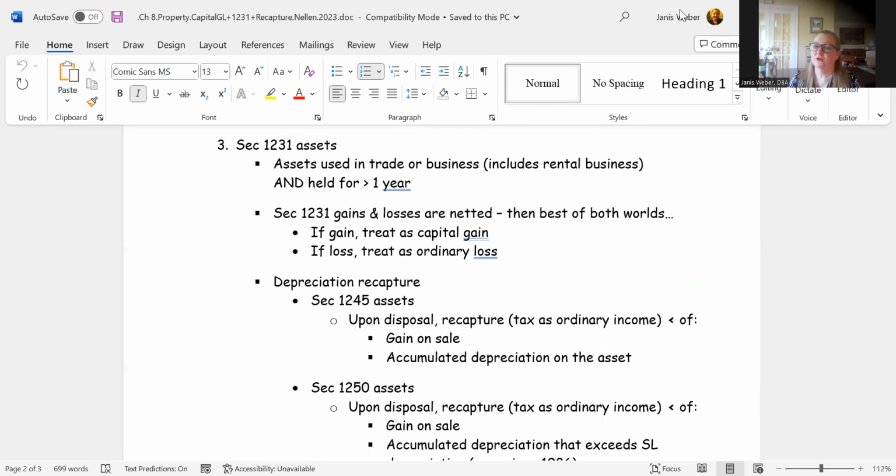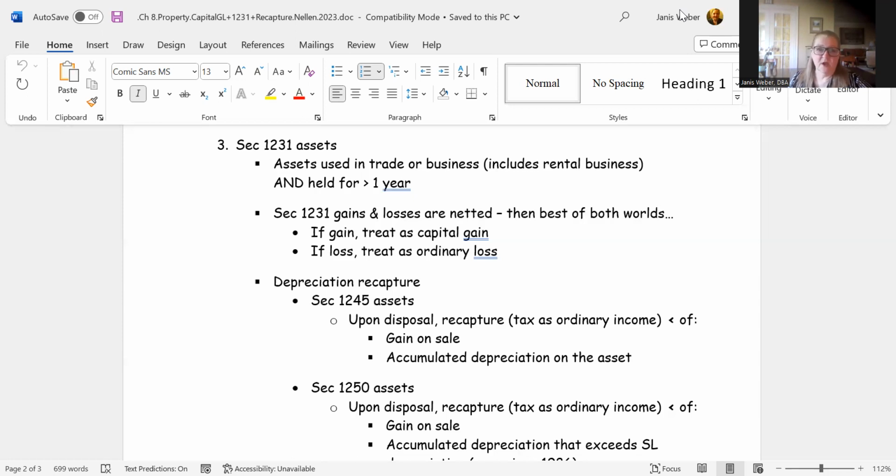Under 1231, there's 1245 assets and 1250 assets. 1245 is talking about the assets that are not real estate. And then the 1250 is the real estate assets. So if you're talking about equipment, the machinery for a manufacturing concern, that's 1245 property. Even automobiles, anything that's not real estate is going to fall under 1245. And then 1250 is talking about all the real estate.